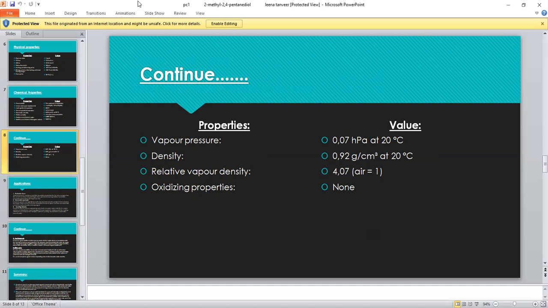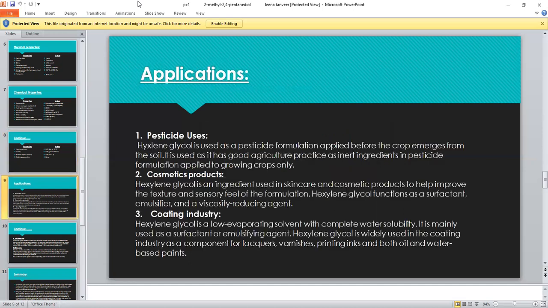The next topic is its applications. There are a few applications, which are pesticide uses, cosmetic products, coating industries, fuel lubricant, and other uses. It is used as a pesticide because of its property in agriculture practice as an inert ingredient and to grow crops readily. It is applied before the crops emerge from the soil.